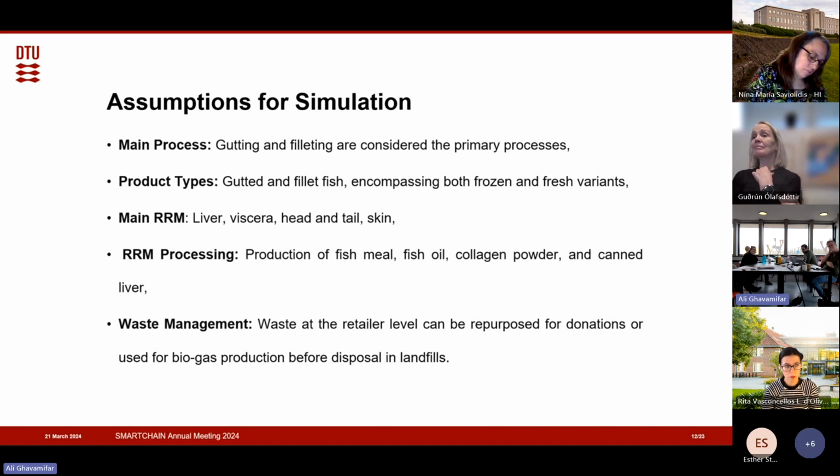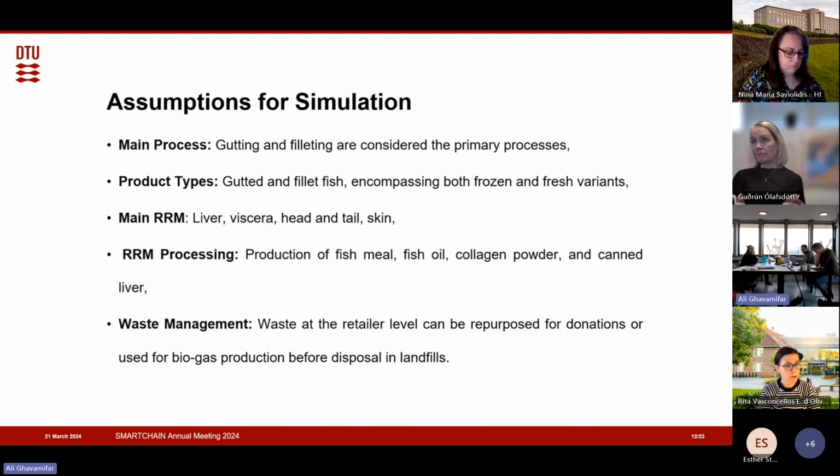The main process in the system dynamics model that we developed is gutting and filleting. So we consider just gutting and filleting now as the primary process. The product types are gutted and fillet fish, so chilled fish and fresh or frozen fillet. Then the main rest raw material that we are considering in our system dynamics model are liver, viscera, head and tail, and skin. We assume that the rest raw material could be used for production of fish meal, fish oil, collagen powder, and canned liver.